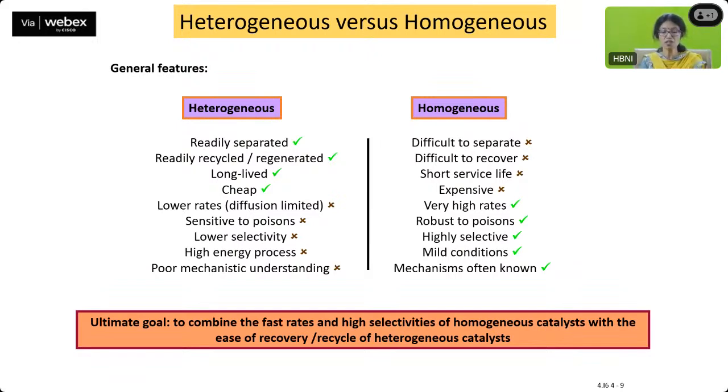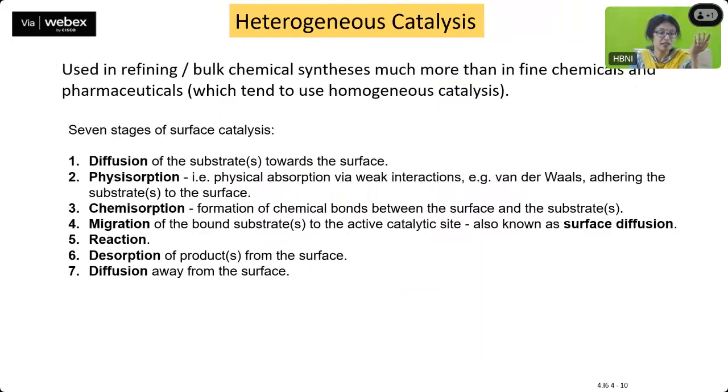Basically, you need a fast rate, you need high selectivity, and it can be recovered as easily as possible and recycled as many times as possible. So these are the four points on which you would be developing any materials which we use as catalysts.